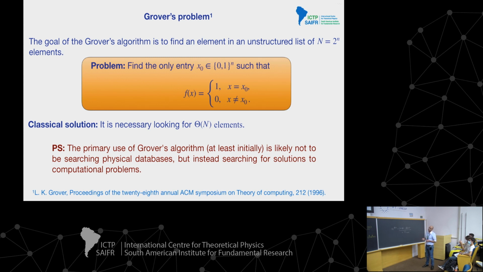Okay, in general, for the classical solution to this problem, we need to look, on average, through n names in the list, okay? But with the basic idea of the Grover algorithm, it's possible to reduce this complexity to the square root of n, right? This was proposed by Lov Grover in 1996. Observe that this is just 2 years after Shor's factoring algorithm.